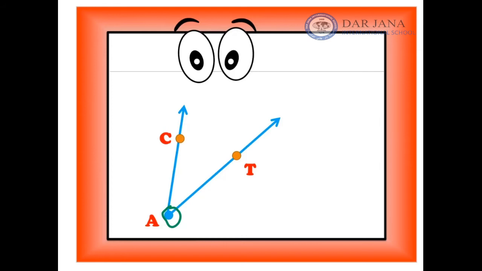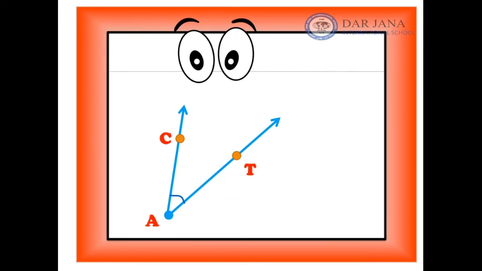So what's between these two rays? In math, what is this called? Angle. I call it an angle. So the angle is formed by two rays that have the same end point.